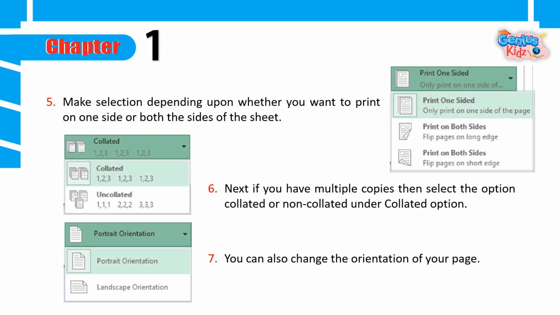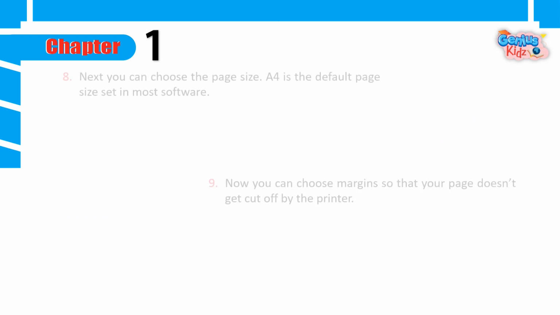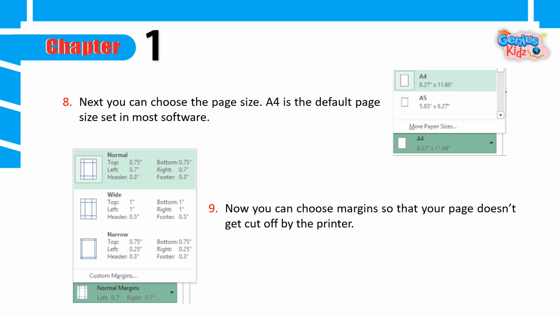5. Make selection depending upon whether you want to print on one side or both the sides of the sheet. 6. Next, if you have multiple copies, then select the option Collated or Non-Collated under Collated option. 7. You can also change the orientation of your page. 8. Next, you can choose the page size. A4 is the default page size set in most software. 9. Now you can choose margins so that your page doesn't get cut off by the printer.